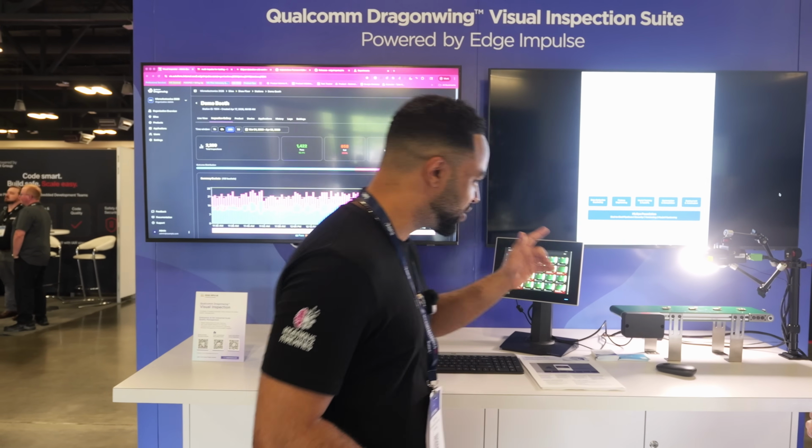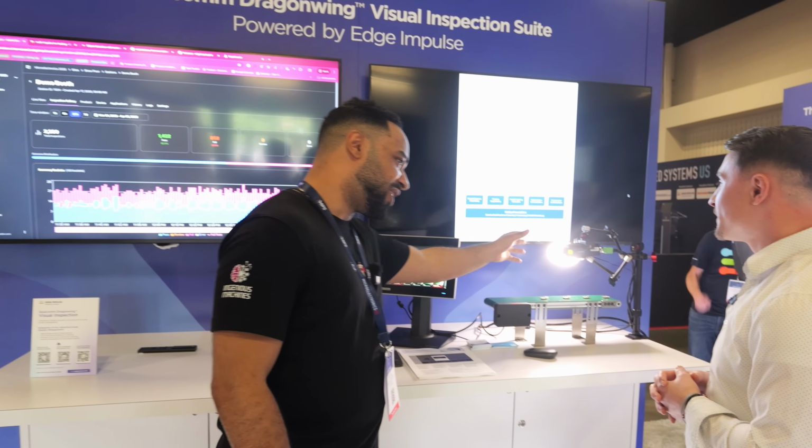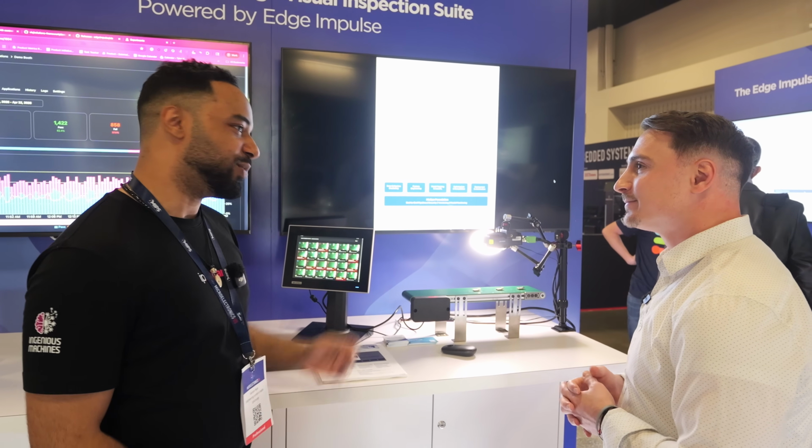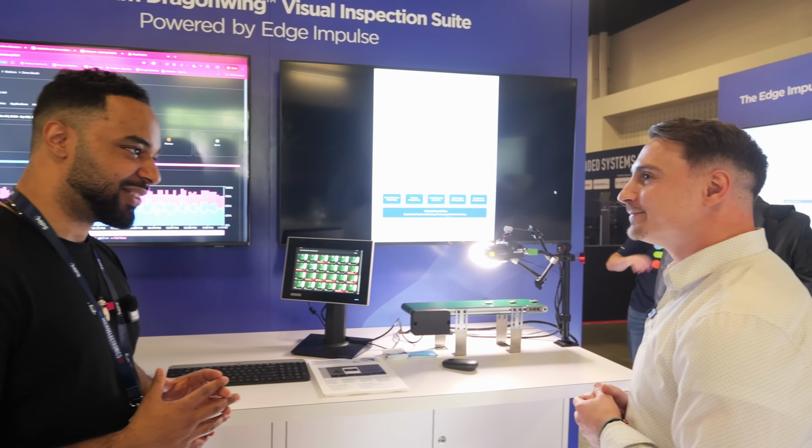So there's something I just want a little bit of clarification on. We know Edge Impulse has been a cloud-based service for a long time now, but you did mention something about a server and running the AI model on this module here. Can you explain a little bit about that and what that means?